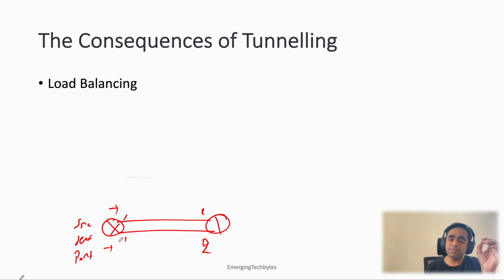But when these tunneling concepts started coming in, different types of tunnels, GRE, MPLS, and then IPsec, all these are tunneling mechanisms. You basically encapsulate that packet and put your source address as R1, destination address as R2. So the transit node in between, how will they take the call for load balancing? So this was the issue with tunneling.